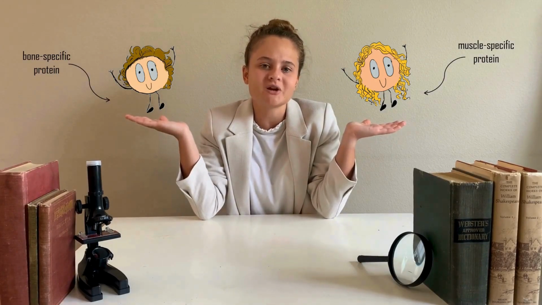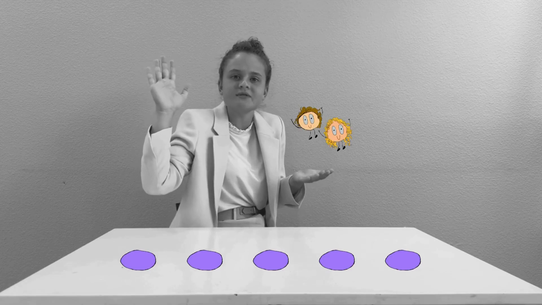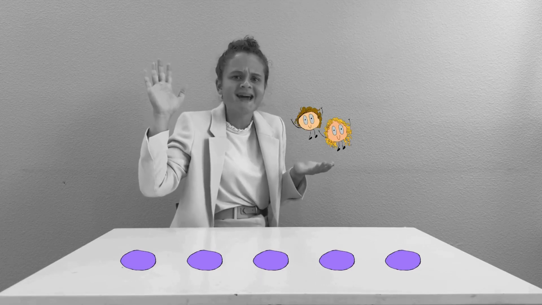In simplest terms, it's the proteins they produce, which are coded for by genes. But how can these cells produce different proteins if they all have the exact same DNA? Chromatin regulation. But let's ask the expert.